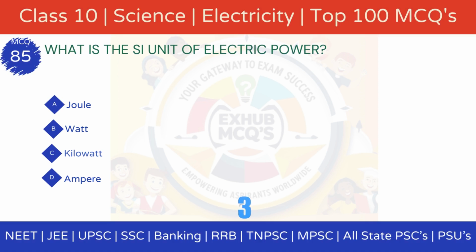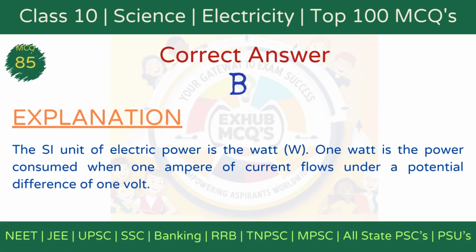The correct answer is option B, watt. Explanation. The SI unit of electric power is the watt, denoted as W. 1 watt is defined as the power consumed when 1 ampere of current flows under a potential difference of 1 volt.